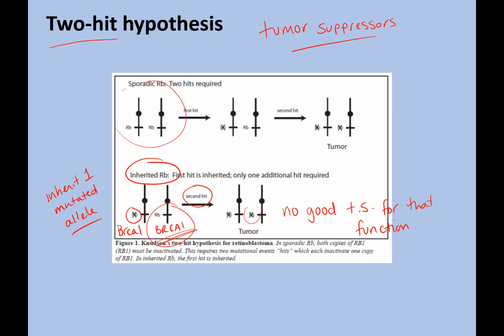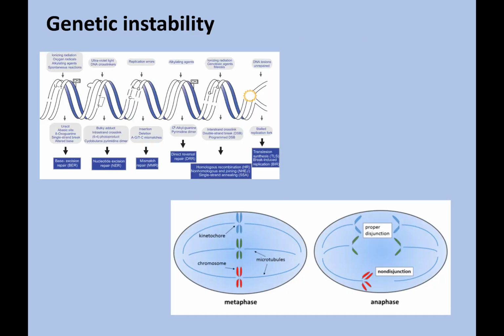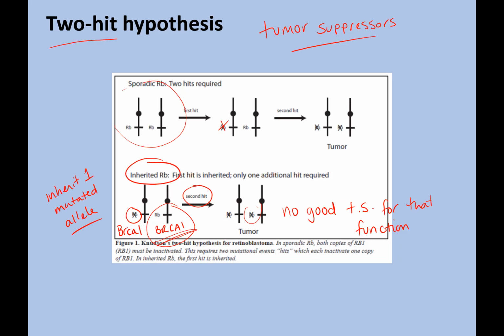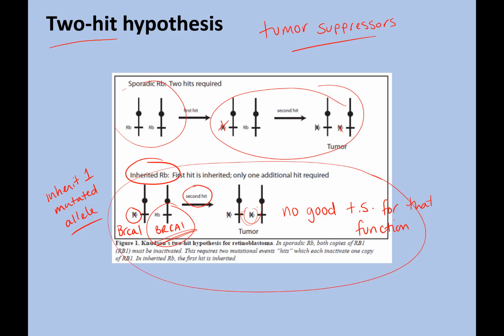Compared to those of us who inherit two healthy or non-mutated alleles, then you've got to get one hit randomly, and then you'll have to get a second hit. And so you can see the chances of getting two mutations in the two alleles that are on different chromosomes for that same gene is much lower than getting one hit and having one already knocked down. So this is when people are getting BRCA1 screening and trying to decide what to do with that information.